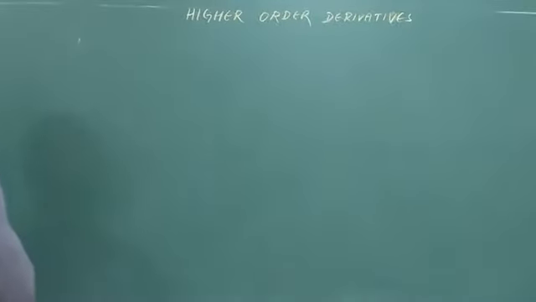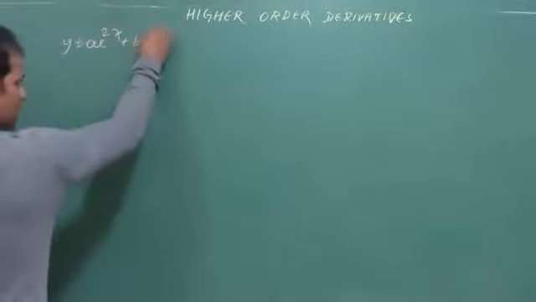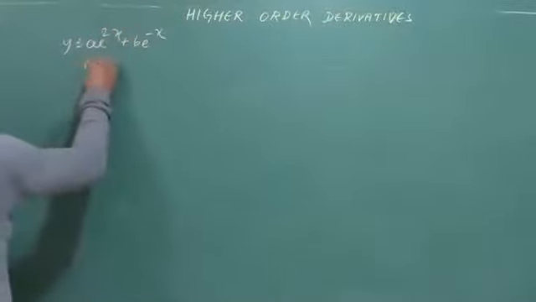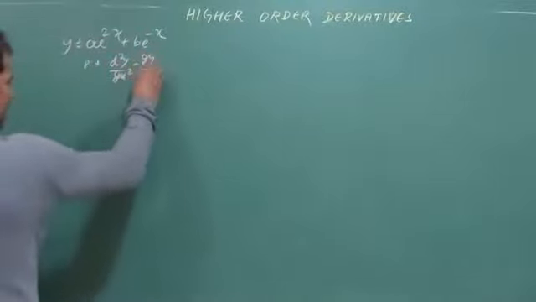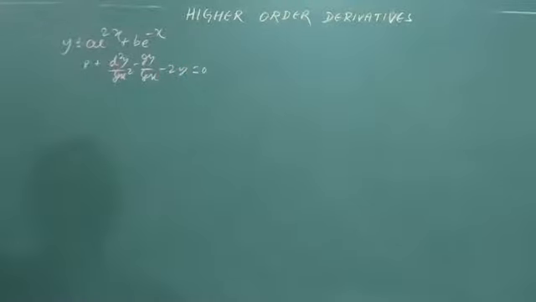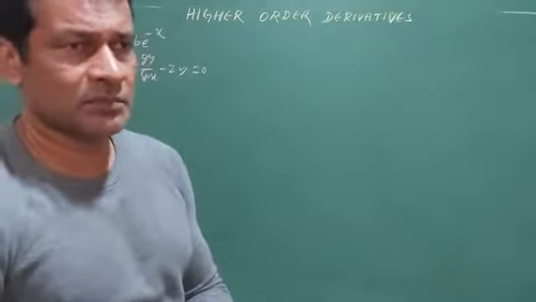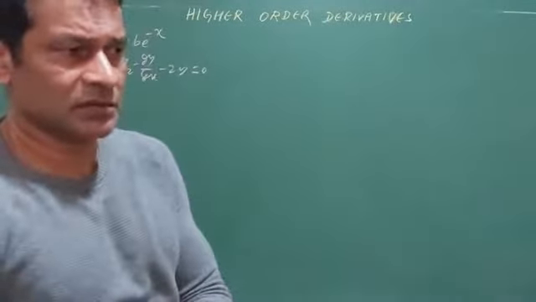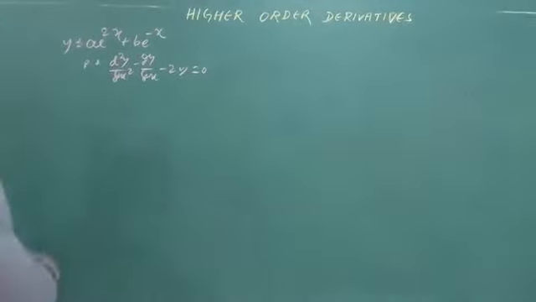Let us go for some different types of question now. y is equal to a e to the power 2x plus b e to the power minus x. Prove that d2y by dx2 minus dy by dx minus 2y is equal to 0. Every question, if you solve by trick, you will not get the proof directly. Some questions are there where you will not get it by replacing or cross multiplying. So in that case, what will we do now?